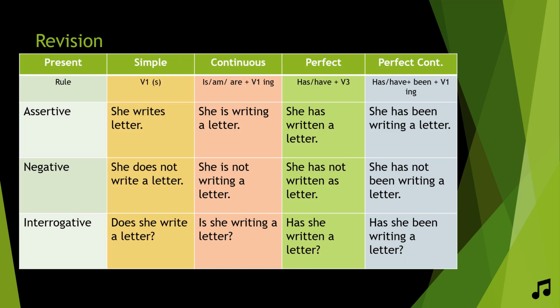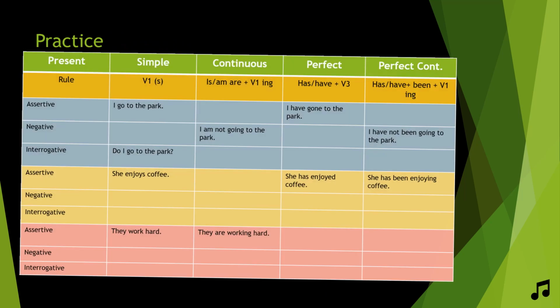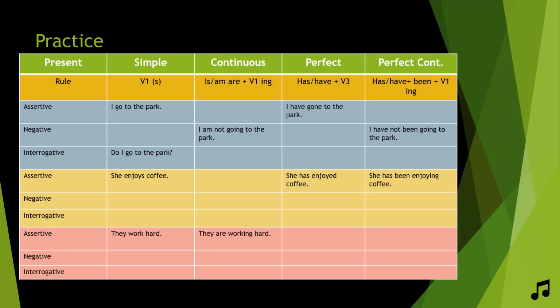Here is a table in which the rules of all the types of present tense have been mentioned. The 3 types of sentences, that is assertive, negative and interrogative, are also mentioned, and one example is used so that we can understand how all the rules can be applied in one type of sentence. This table is for your practice. You can pause the video and fill in the blank part of the table so that you can assess what you have learned today.